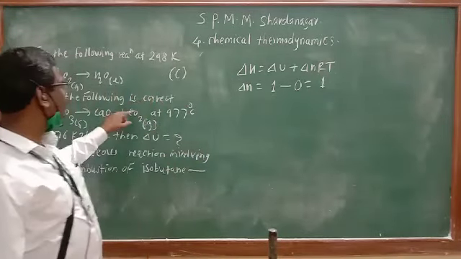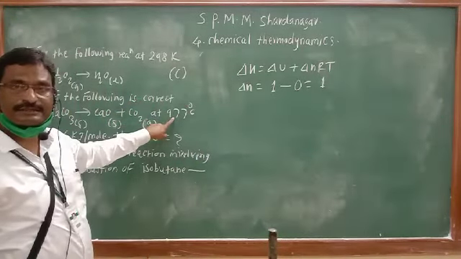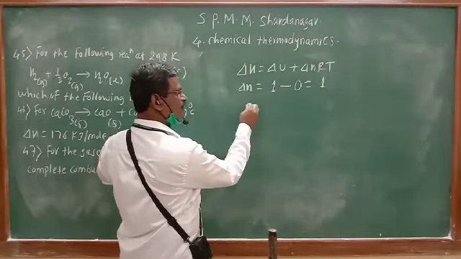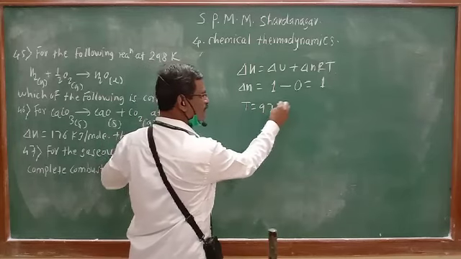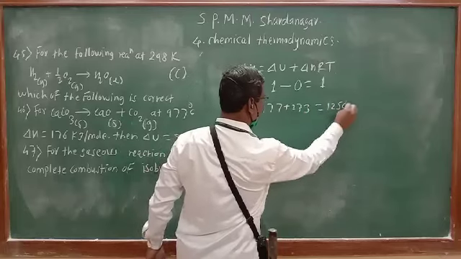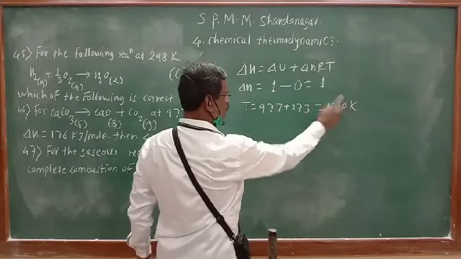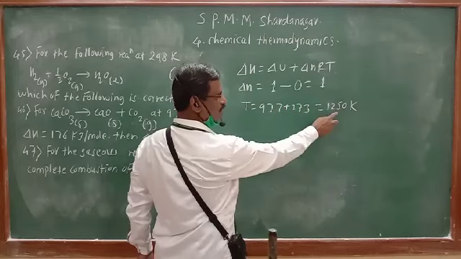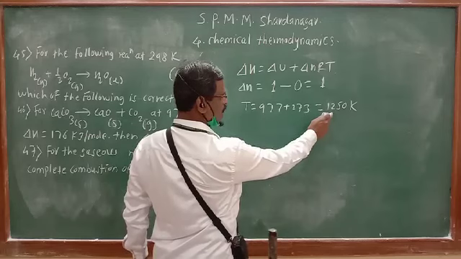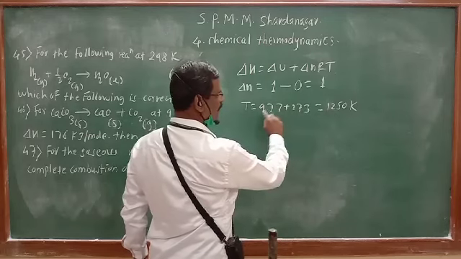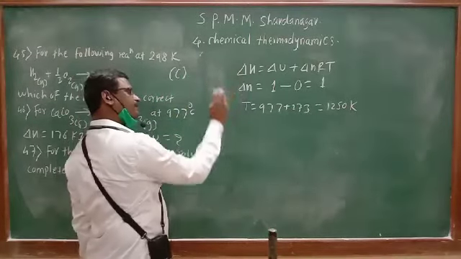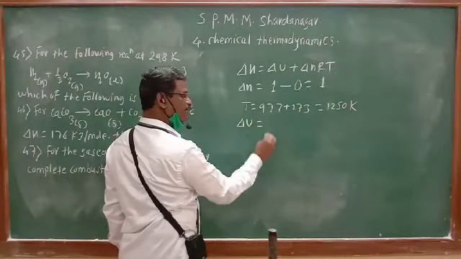Temperature: 977 degrees Celsius plus 273 Kelvin. So the temperature will be 977 plus 273. It is equal to 1250 Kelvin. Substituting here, what is the equation for delta U?